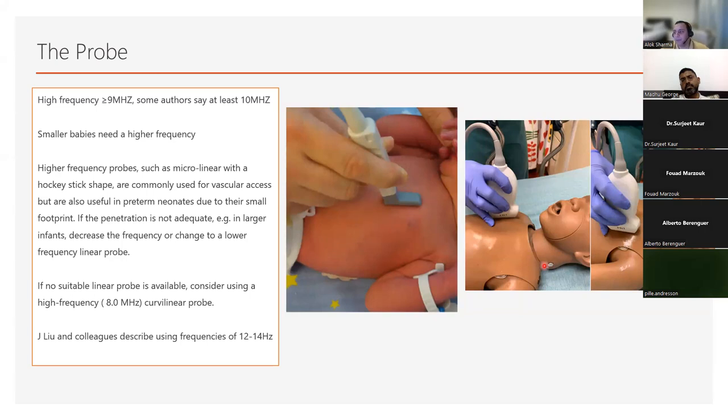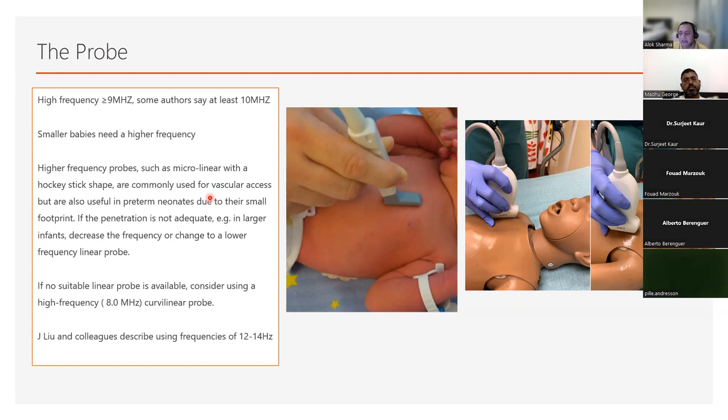Now, between you and me, you can use a linear probe if it's got decent frequencies for all your scans, whether the baby's extremely preterm, preterm, or term. If you have a hockey stick in the learning phase, I would ask you to experiment with both and to look and see how you optimize the image. That brings me to the second part of the talk, which is presets.